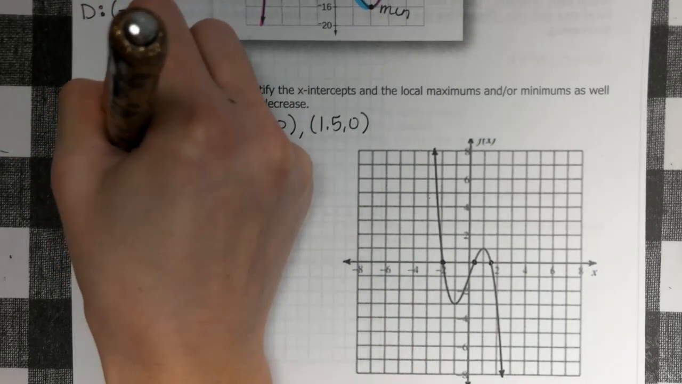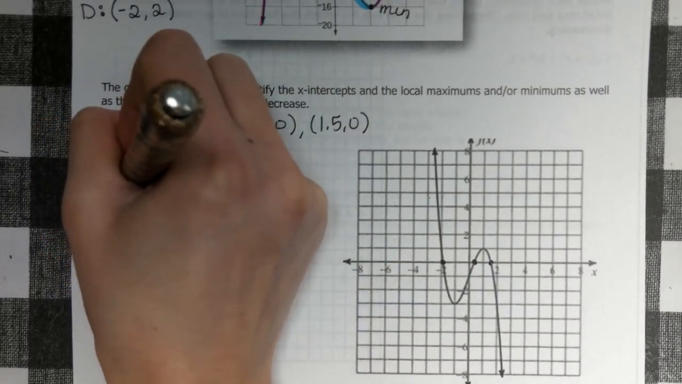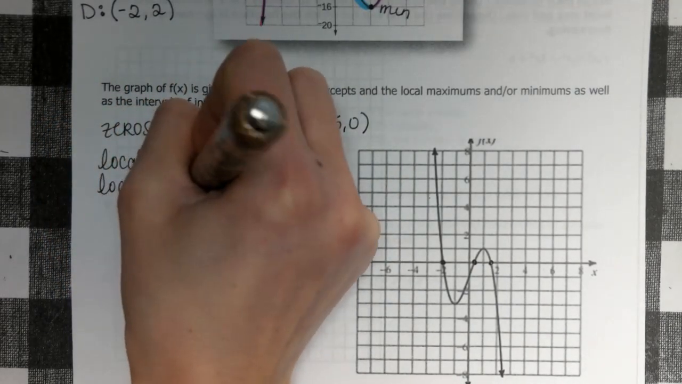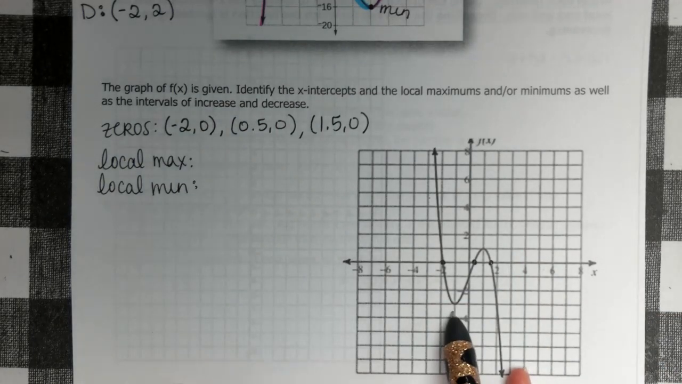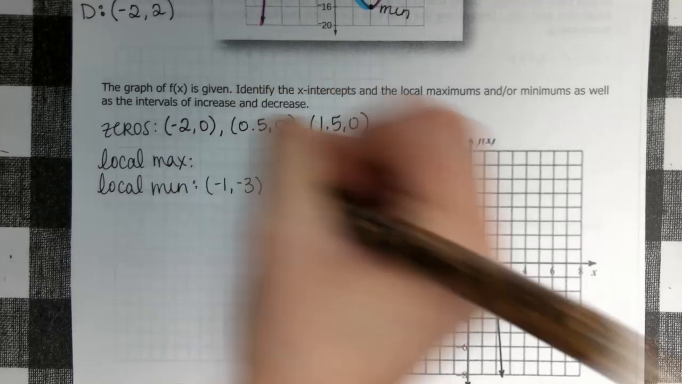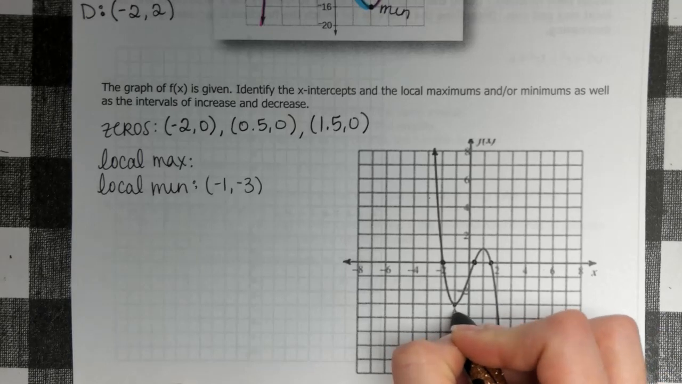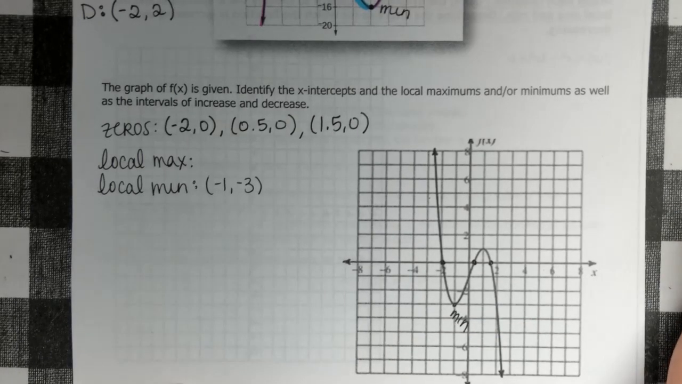And then we're going to look at our local max and local min. So this point right here, would that be a min or a max? Is that a low point or a high point? It's a low, so it'd be a minimum. So that's at (-1, -3). So that would be a minimum. And then my maximum would be where? (1, 1).